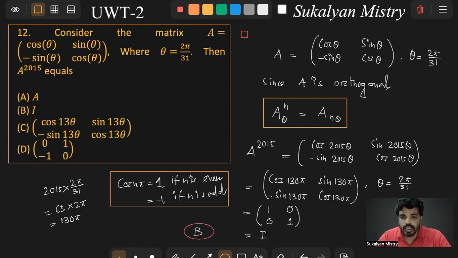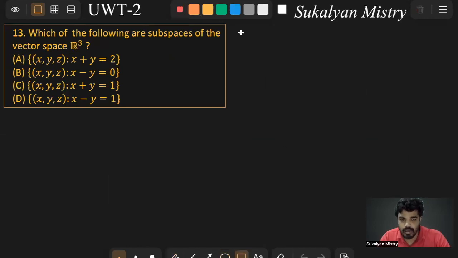Okay, so next example. Which of the following are subspaces of the vector space R3? See, the short trick is: for a subspace, the zero vector must belong to that set. If you put 0, 0 here, you get 2, never 0. Only 0, 0 gives 0 here. 0 + 0 is never 1. 0 - 0 is 1.